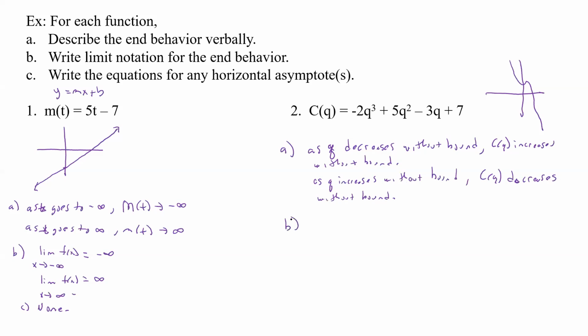Okay. Now, as a limit, we're going to write the right one this time. The limit of c of q as q approaches -infinity is going to go to positive infinity. And then we can say the limit of c of q as q goes to positive infinity is going to go to negative infinity. And are there any horizontal asymptotes? There does not appear to be any, so we can say none again.